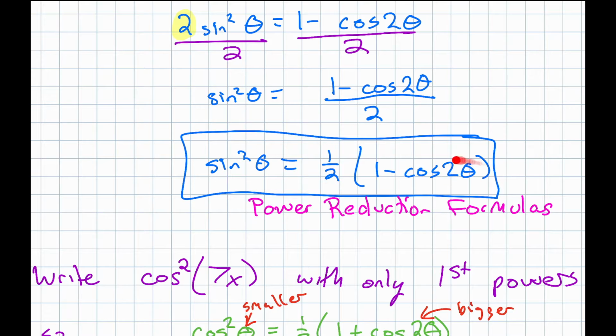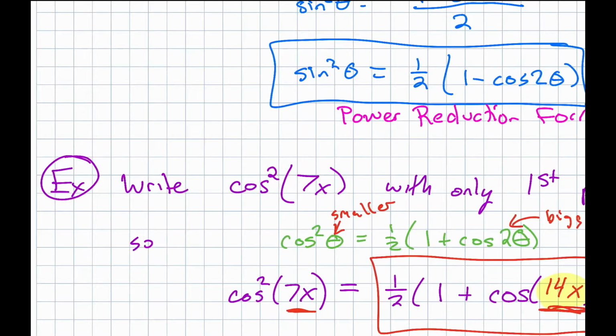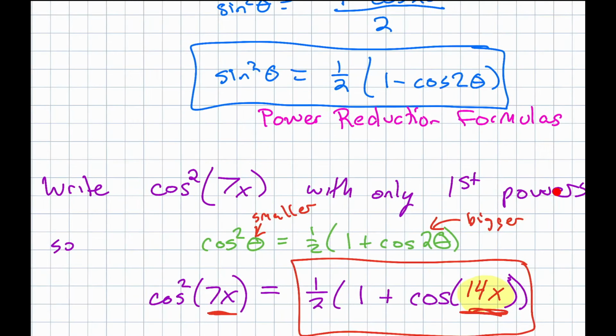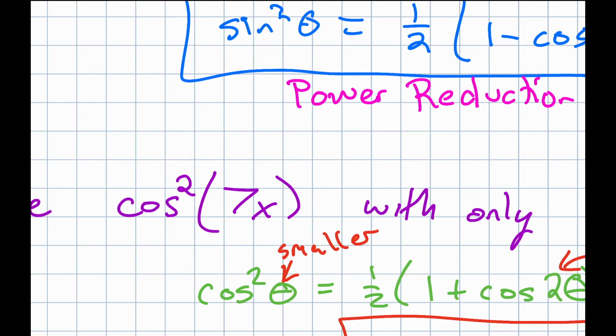The most common thing you're going to use them for is, well, it says what it does. It reduces the powers, right? So when you've got a power like this, here's an example. Write cosine squared 7x with only first powers of sine and cosine. Basically we're saying that we don't want this because of this second power. So we need to reduce that power somehow. And that's what you use the power reducing formulas for.